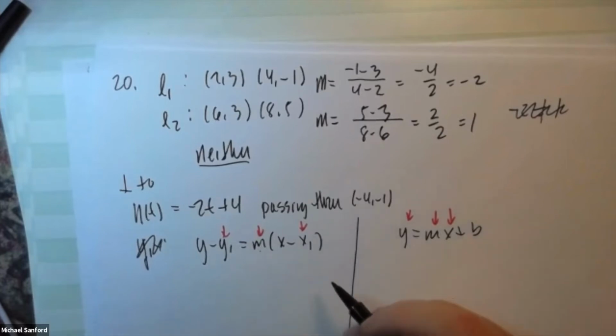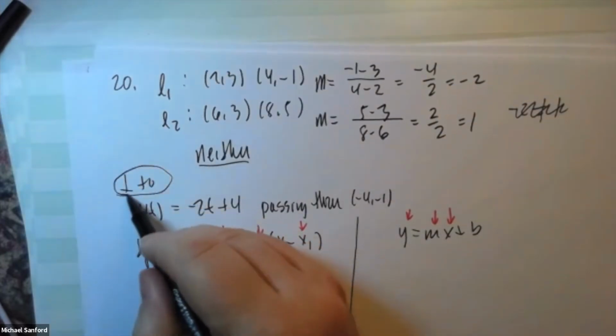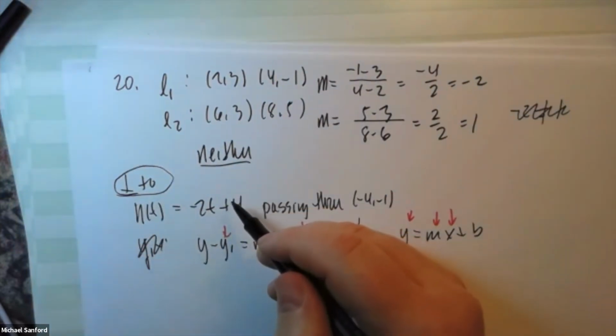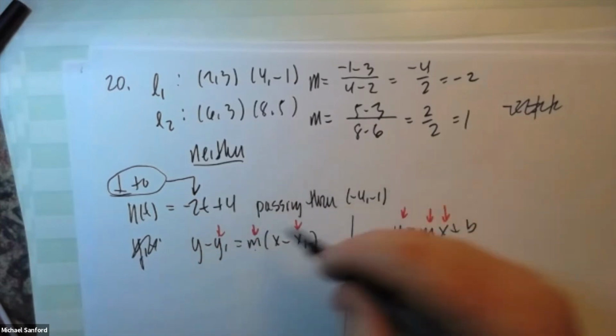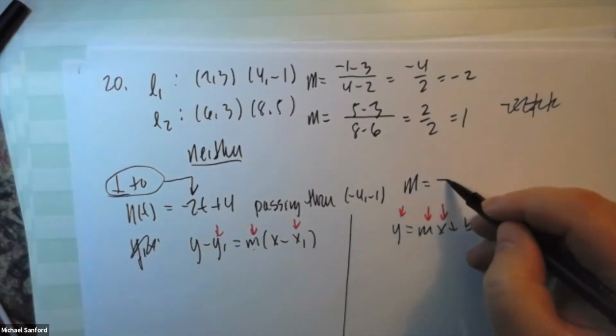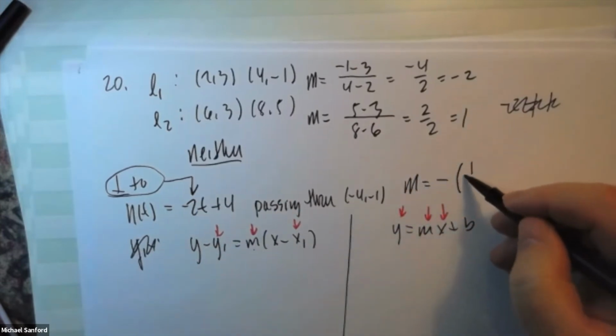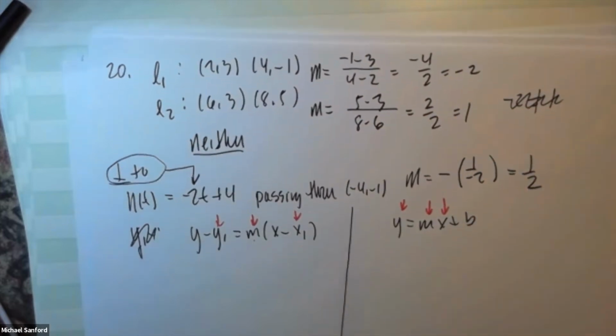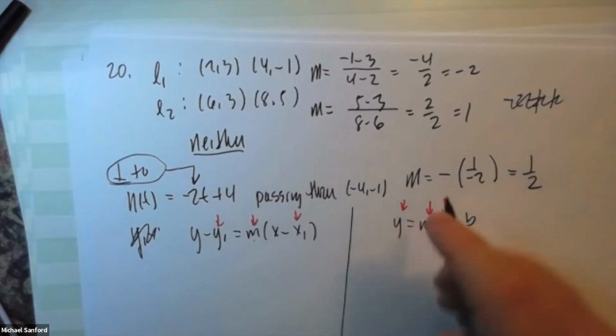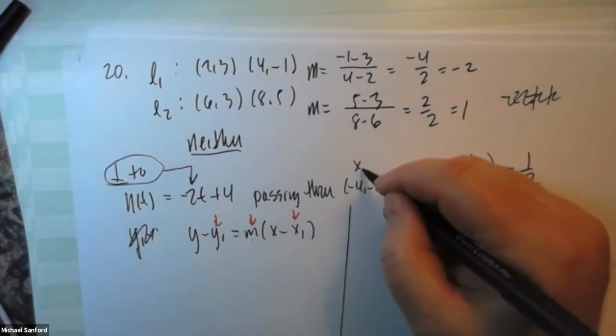So, all right, perpendicular to gives me a hint about what the slope has to be. So perpendicular to this, my slope has to be the negative reciprocal, which would be a positive 1/2. And they give us a point. So here's our x1 and our y1, like that.